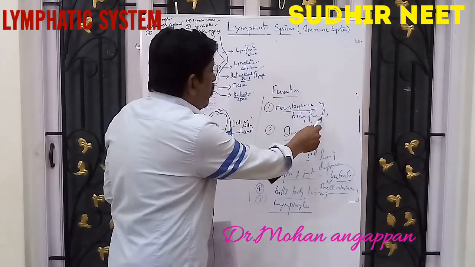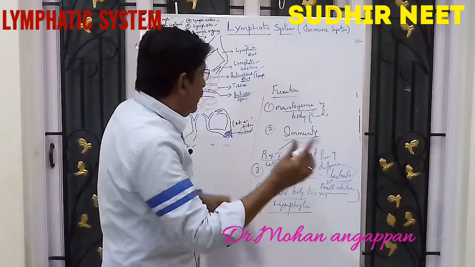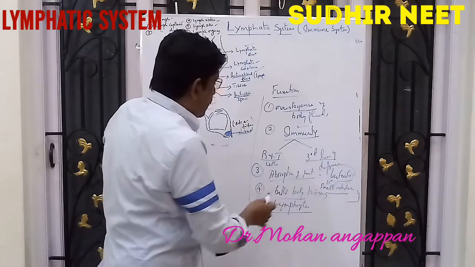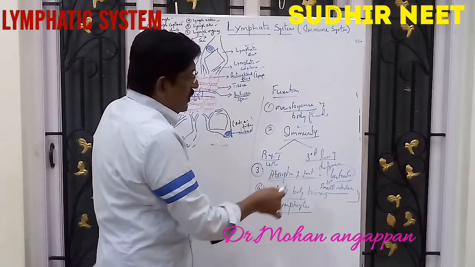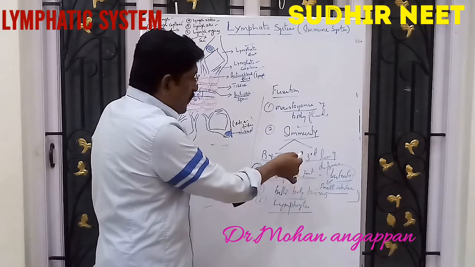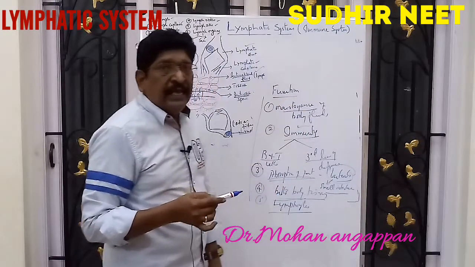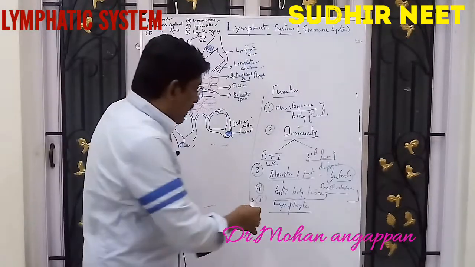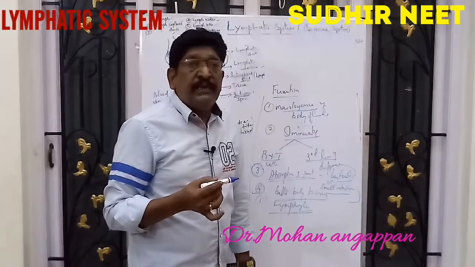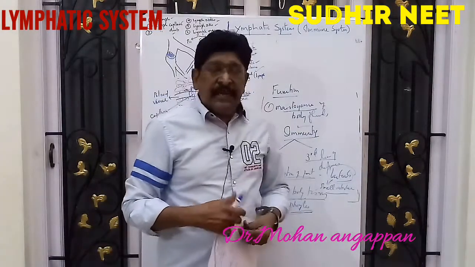Number 1, they maintain the body fluid balance mechanism, draining the excess of interstitial fluid into the blood. Number 2, immunity. They form B and T cells and form the third line of defense mechanism. Third function, absorption of fat by the lacteals in the small intestine, in the gastrointestinal tract. Number 4, they flow all through the body tissues and bathe the tissues. And finally, it forms the immune system by producing and maintaining the lymphocytes. So these are all about the lymphatic system.